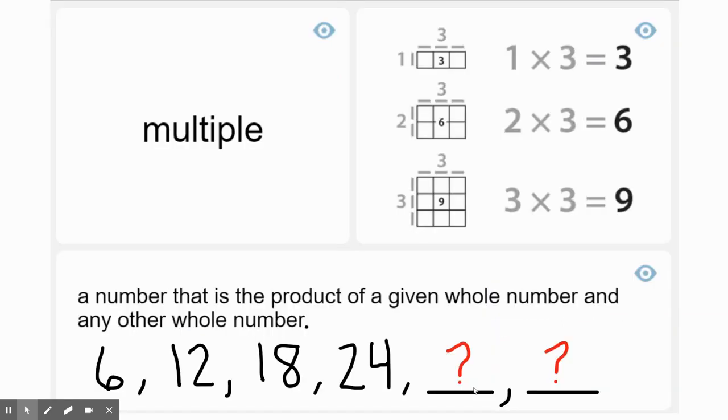So let's again review what a multiple is, which is a number that is the product of any given whole number and any other whole number. So today we're talking about multiples of six. If I skip count by six, I will name multiples. So 6, and 6 more is 12, and 6 more is 18, and 6 more than that is 24. What would the next two multiples of 6 be?